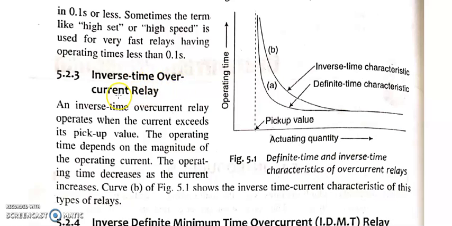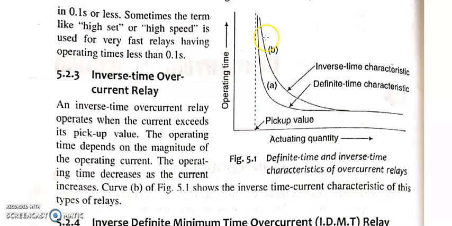The third one is the inverse time overcurrent relay. Here, this overcurrent relay operates when the current exceeds the pickup value, which is obviously true for all. But here the operating time depends on the magnitude of the operating current. Before, in the definite time and instantaneous overcurrent relays, the operating time was constant irrespective of the magnitude of the operating current. Here the name inverse is rightly given because the operating time is inversely proportional to the current. As the current increases, the operating time of such a relay decreases.